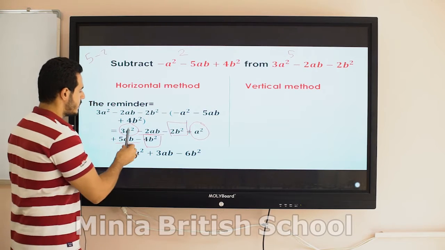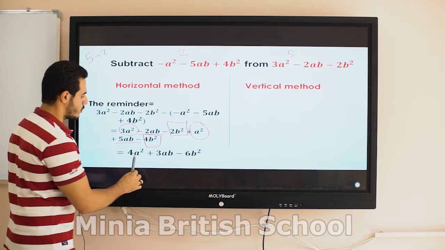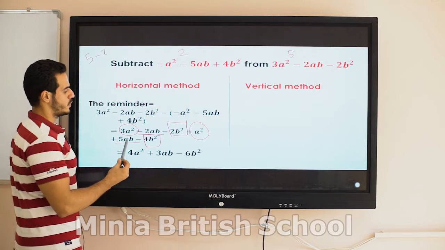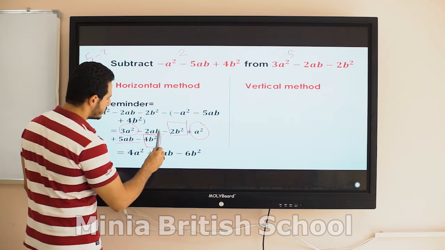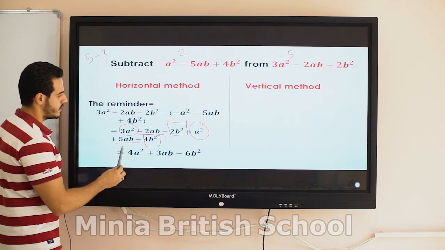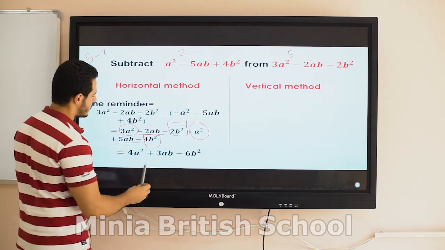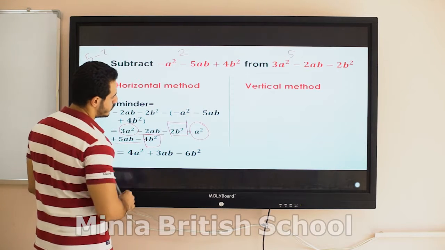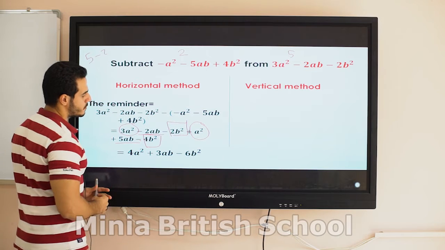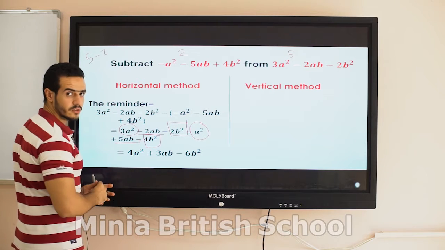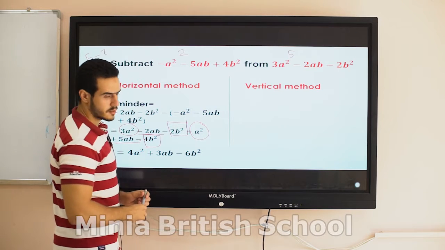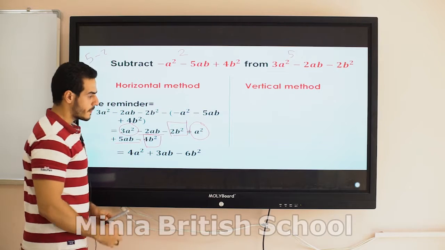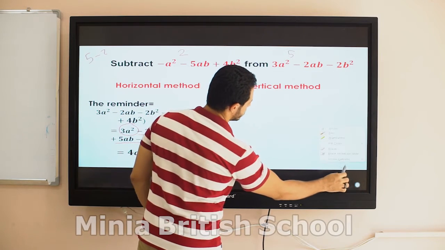Okay, 3a power 2 plus a power 2 equals 4a power 2. Now, negative 2ab plus 5ab, negative 2 plus 5 equals positive 3ab. The last one, negative 2p power 2 and negative 4p power 2, negative 2 and negative 4 equals negative 6p power 2. Okay? Let's take the vertical method.